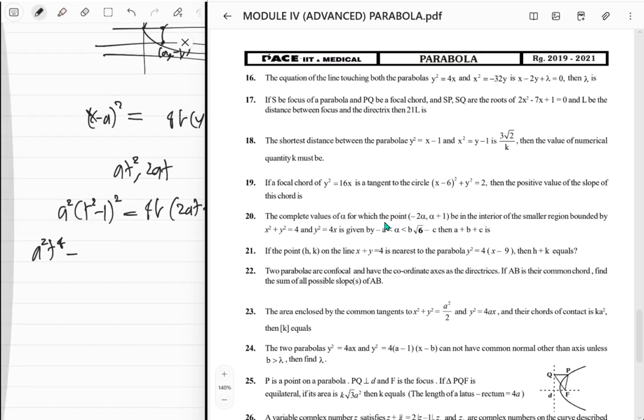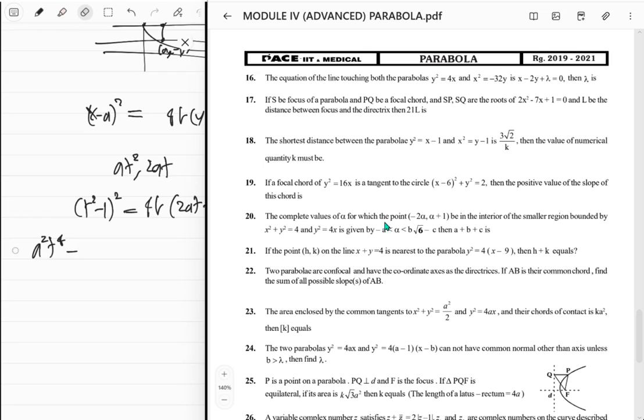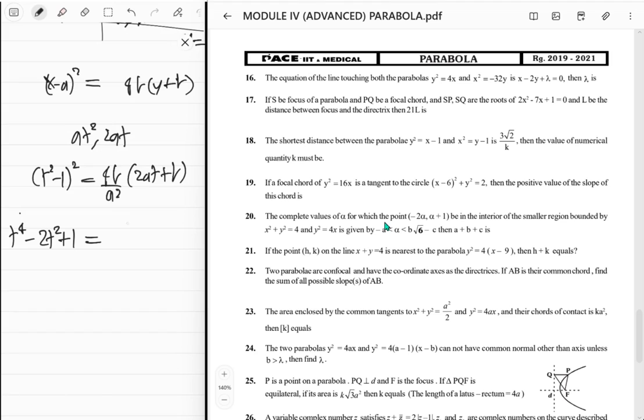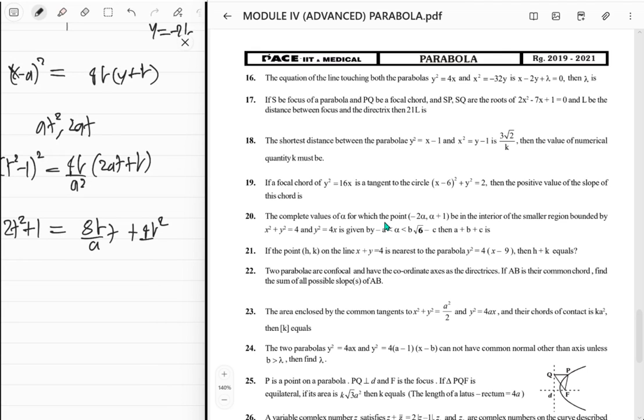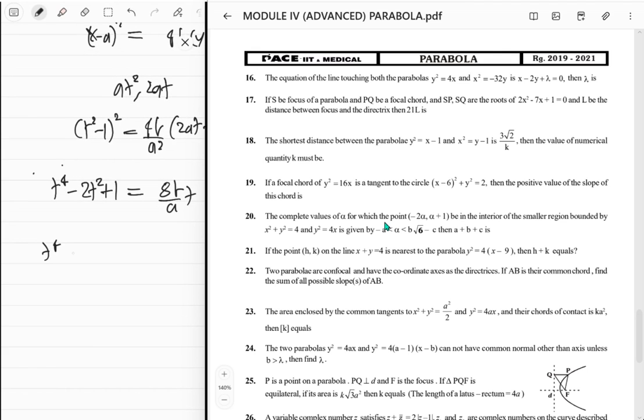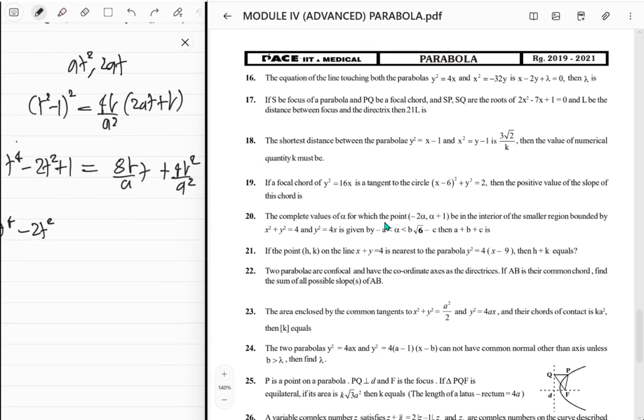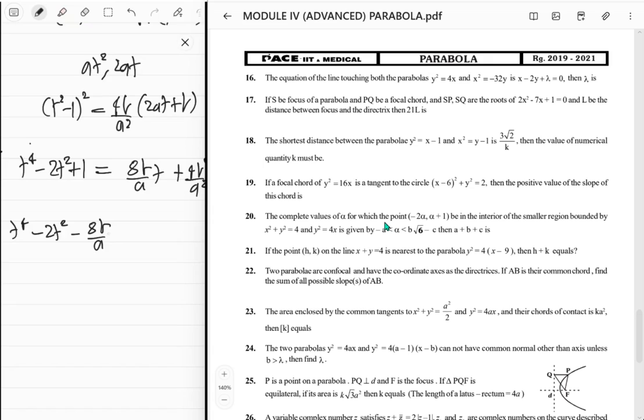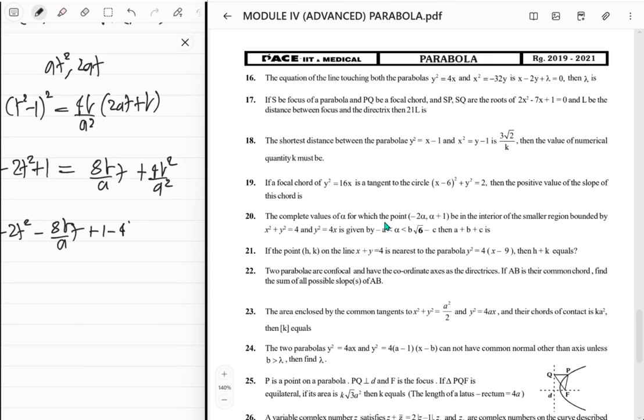It will get something nice. Okay. Minus. No, I don't think we're gonna get anything nice now. First of all, let's divide by a squared. This will be t power 4 minus 2t squared plus 1 is equal to 8b upon a times t, plus 4b squared upon a squared. So t power 4, there's no cube term, that's important, minus 2t squared, and this is kind of constant. Nice. Minus 8b upon a times t, and then plus 1 minus 4b squared upon a squared. These terms we don't know.